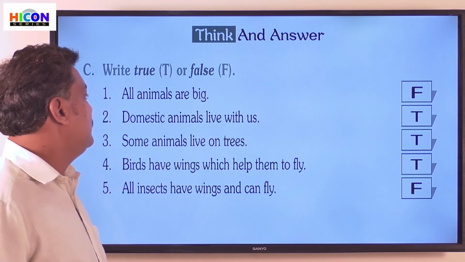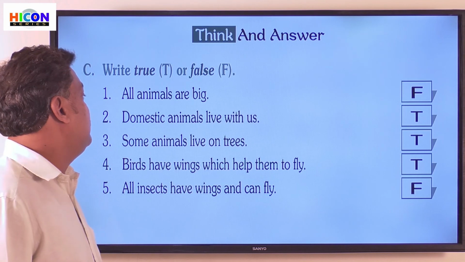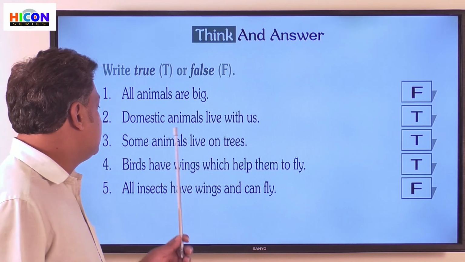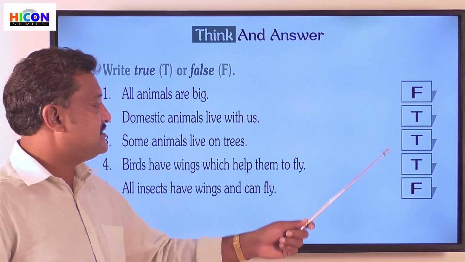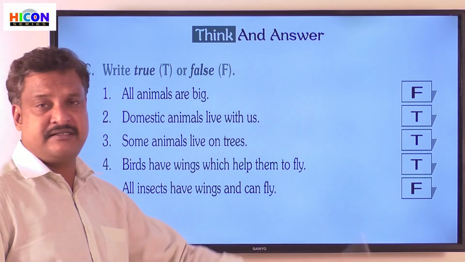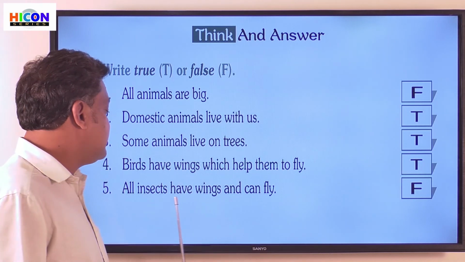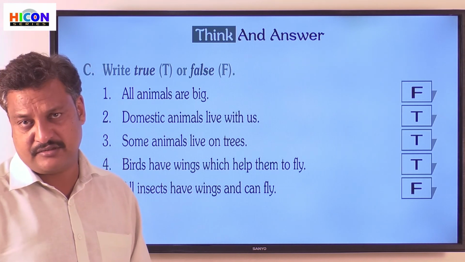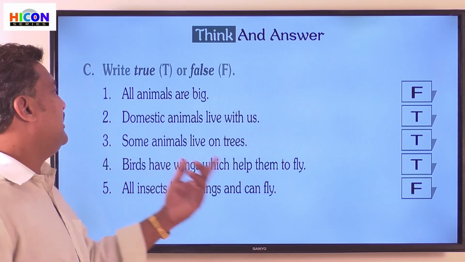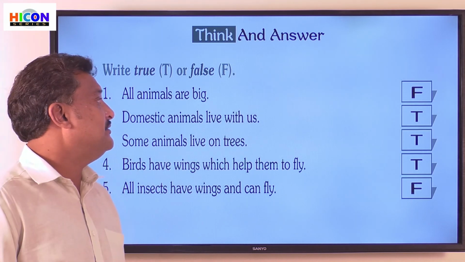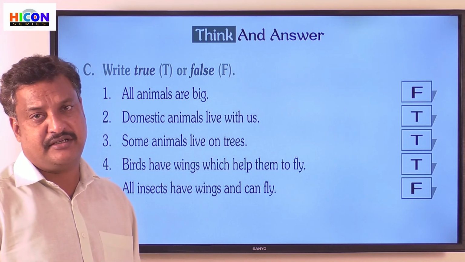So all animals are big is a false statement. Domestic animals live with us is a true statement. Some animals live on trees is a true statement. Birds have wings which help them to fly is a true statement. All insects have wings and they can fly is a false statement, right? So now I'll keep the screen the same for another minute so that you can read these sentences once again, right?